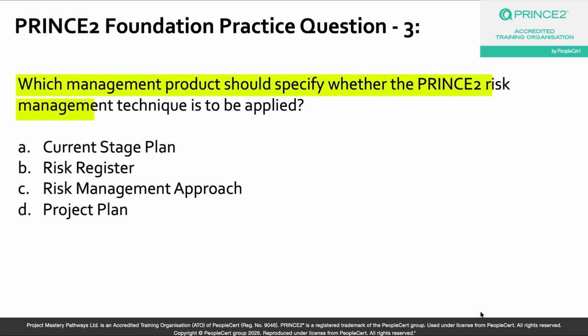So specifically it asks where you would look to find out whether the PRINCE2 risk management technique is being applied on a project. So it's all about understanding the difference between a document that describes how something will be done versus a document that records what has actually happened. So let's work through the options one by one.